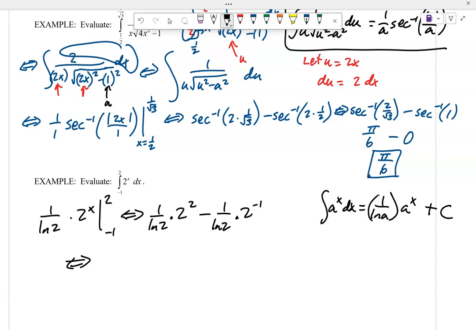And so we got 4 over the ln of 2 minus 2 to the -1 is 1 over 2. So that goes down, minus 1 over 2 the ln of 2. I'm going to go ahead and get a common denominator, so I'm going to give this a 2 times 2, so that both of them have 2 ln of 2 as the denominator. So I got 8 minus 1, which is 7 over 2 ln of 2.